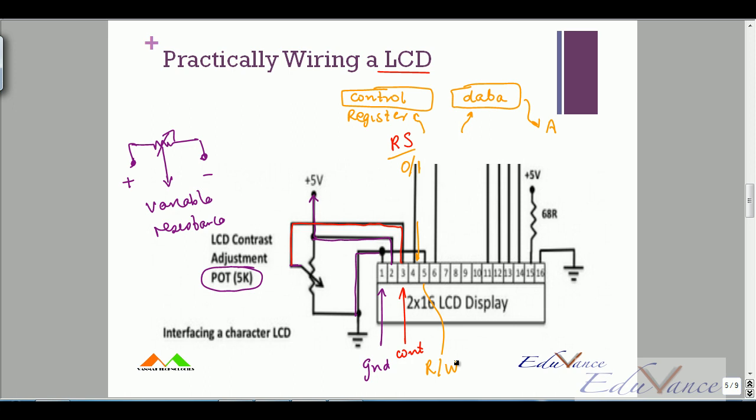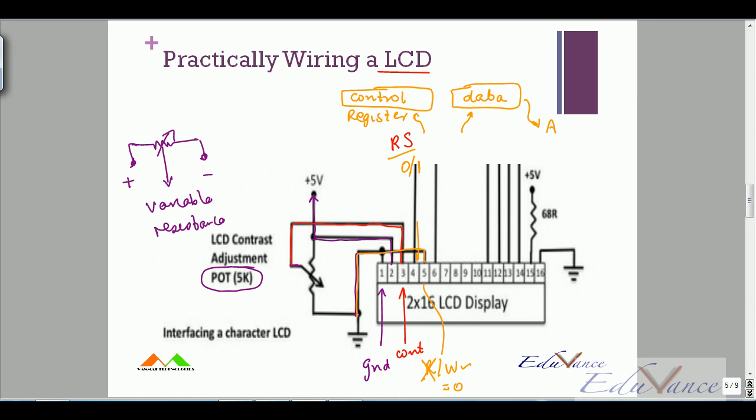Typically, in most cases, we do not read from the LCD, as we just want to display on the LCD, hence we would just write to it. So for that, I have to make sure that my RW pin is always maintained at 0. Hence we have connected the RW pin to ground.